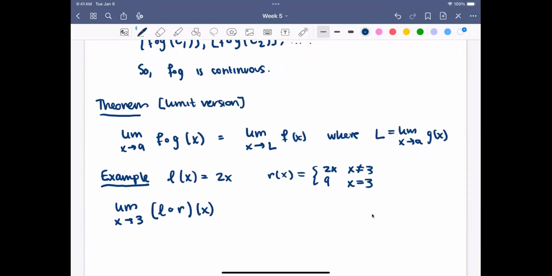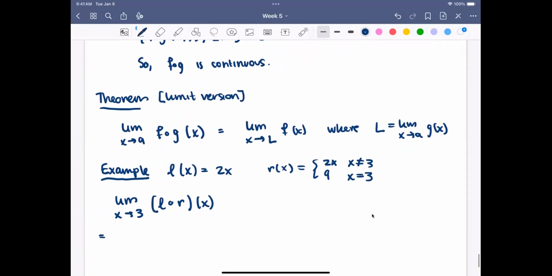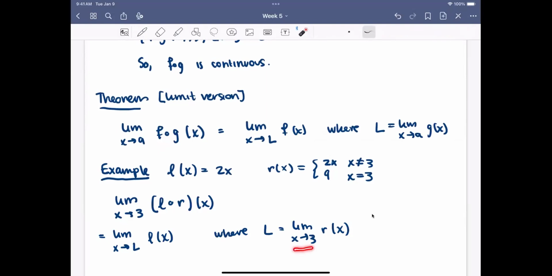Okay, so by the rule, this is going to equal the limit as x approaches L of, so here I'm just pattern matching, like I need to keep the left-hand one, so we'll keep L of x here, where L is equal to the limit as x approaches 3 of the right-hand function, R of x. Okay, so we know this limit, right? What is this? Yeah, it's a 6.